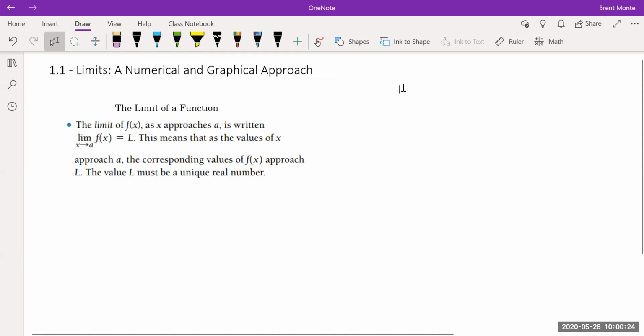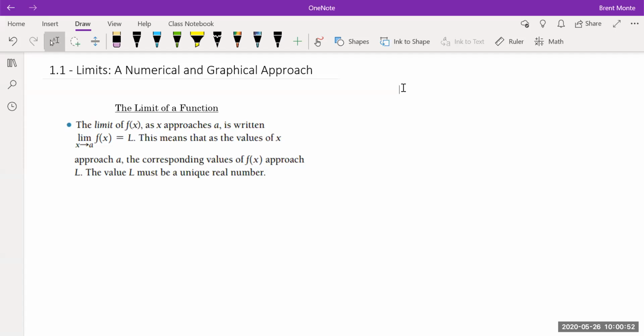The limit of a function, the limit of f of x as x approaches a, is written: the limit as x approaches a of f of x equals L. This means that as the values of x approach a, the corresponding values of f of x approach L. The value L must be a unique real number. And at this point you're thinking, oh good heavens, this absolutely makes no sense to me. Can you speak in English? So let's try to translate this.